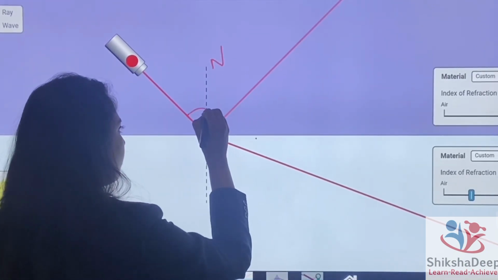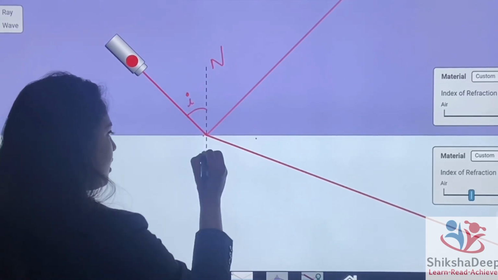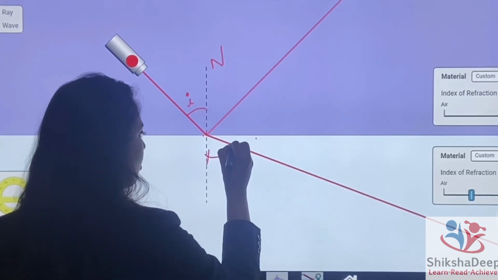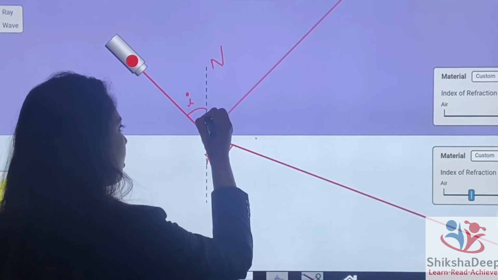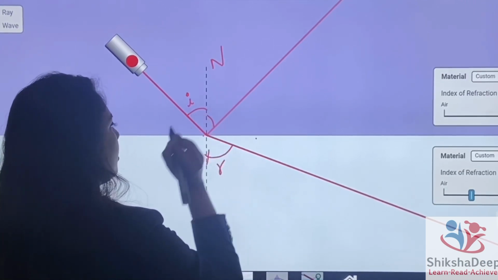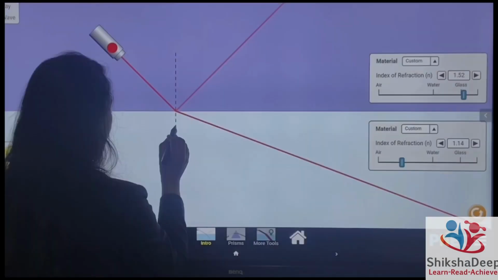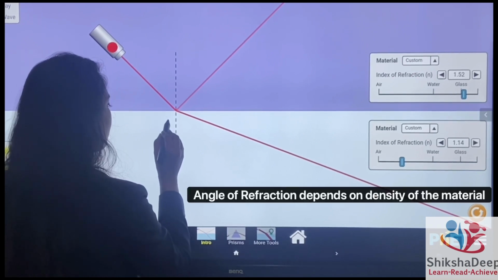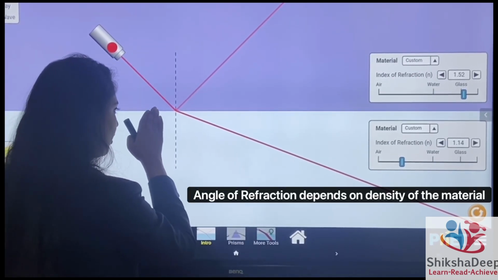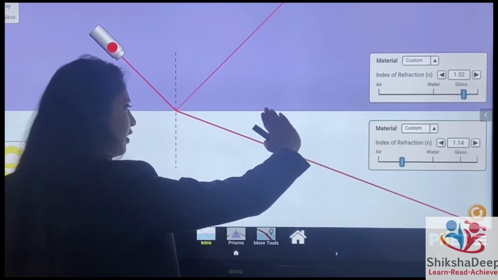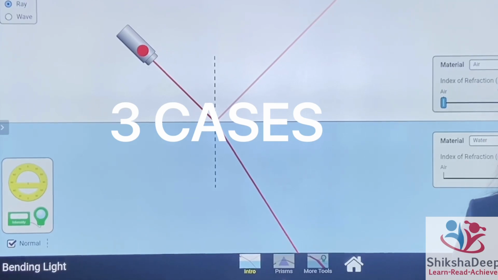The angle between normal and incident ray is called angle of incidence. The angle between refracted ray and normal is called angle of refraction. The angle between reflected ray and normal is called angle of reflection. Angle of refraction mainly depends upon density, whether the refracted ray bends this way or the other way. Keeping this in mind, we can see three cases in this chapter.